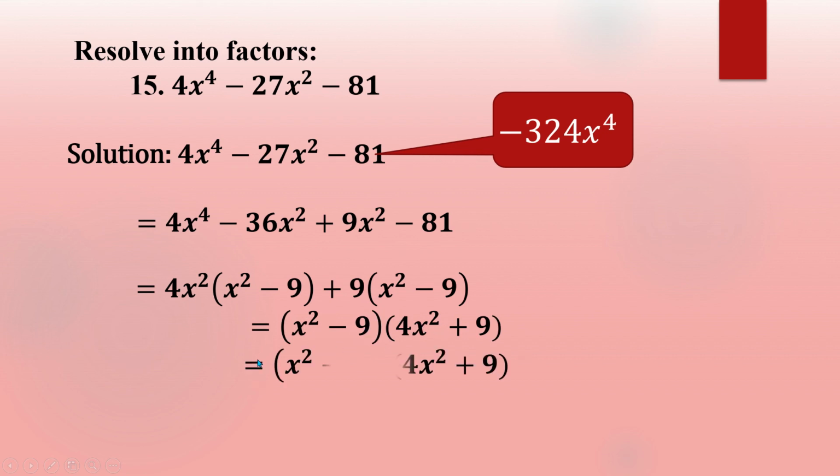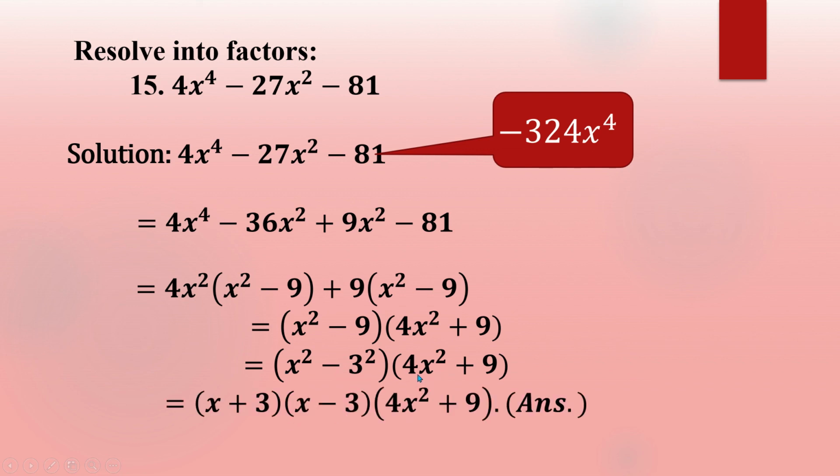But this we can write in this form, that means a square minus b square, and this part is fixed. And this equals a plus b into a minus b, that means x plus 3 into x minus 3, and this part is fixed. This is the required answer. Very easy.